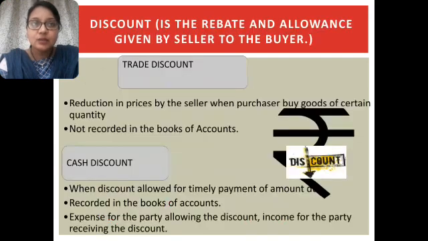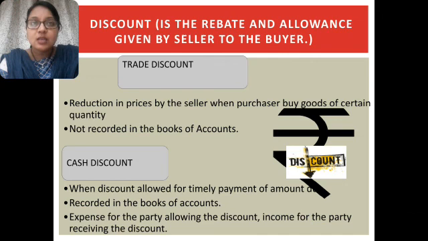Now the next term is discount. Students, you must have always heard of discount received or discount given. So discount is the rebate and allowance given by the seller to the buyer. Whatever the seller is giving to the buyer is known as discount. So for the seller it will become discount given, and for the buyer it will become discount received.